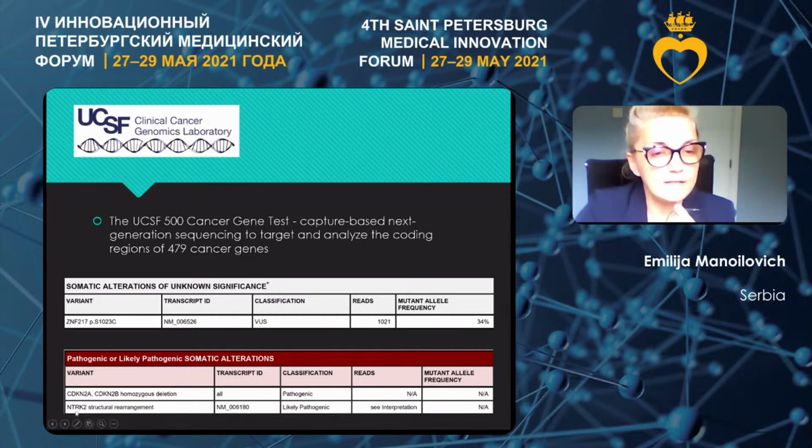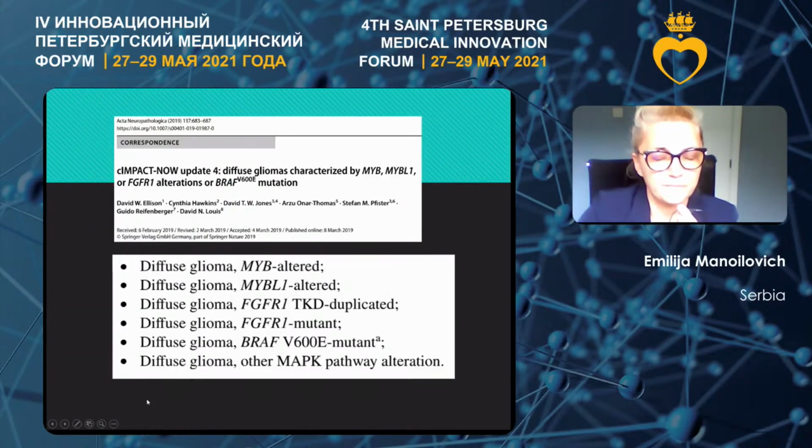So this NTRK2 structural rearrangement is typical for pediatric glioblastoma, but also for pediatric pilocytic astrocytoma and the pleomorphic xanthoastrocytoma. So we had two signs of glial differentiation, one of them being for adult and another being for pediatric gliomas.